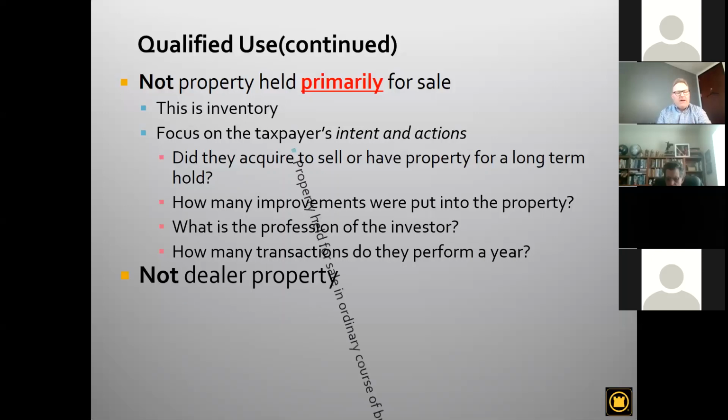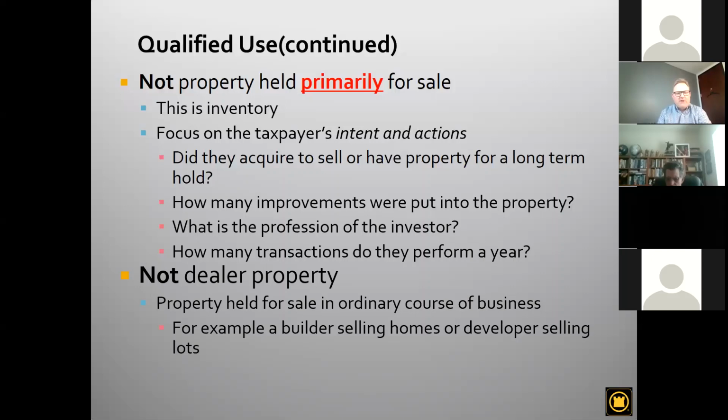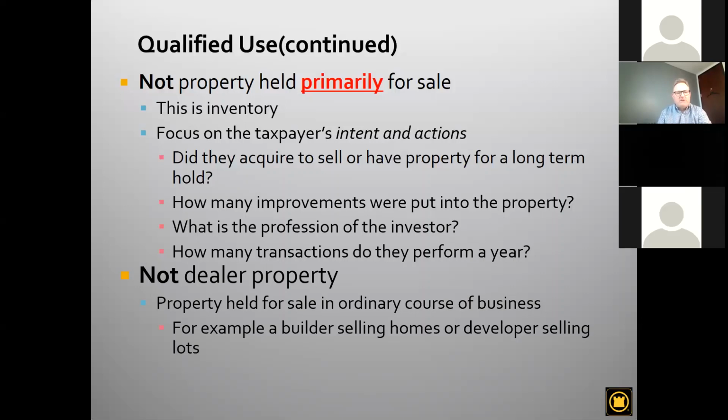Now, not dealer property as we discussed, a builder selling a home or a developer selling a lot. These are all considered to be taxed as property held primarily for sale, which would be taxed at ordinary income.